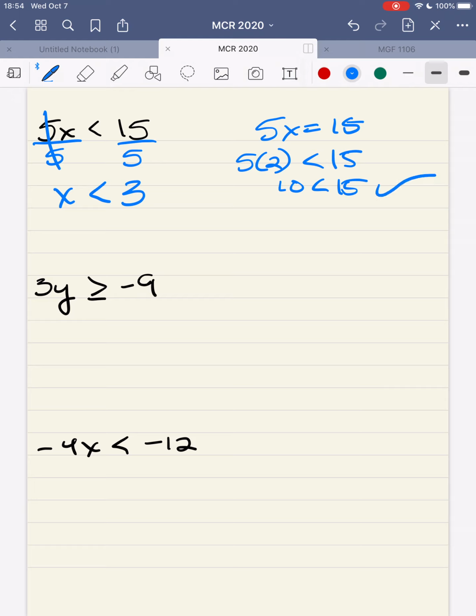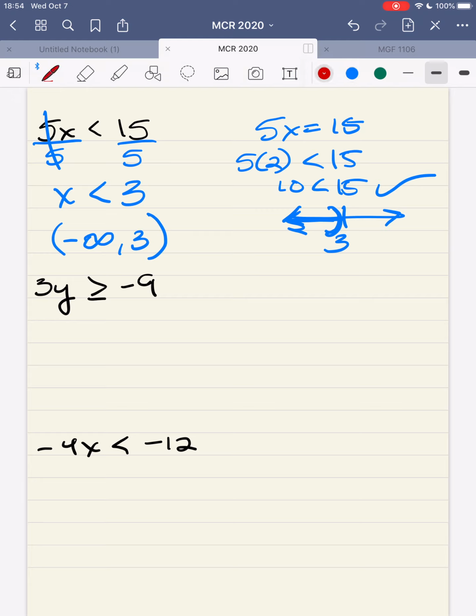Right? So if we go ahead and graph this, I have 3. It has to be strictly less than. And so my interval notation will be negative infinity to 3, and the 3 also has a set of parentheses.